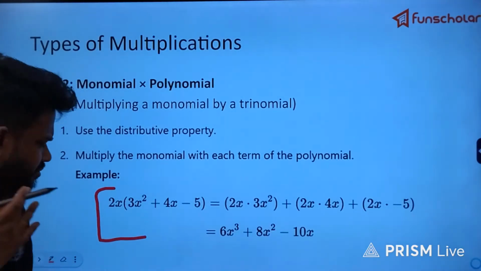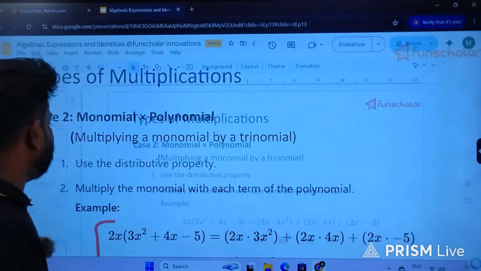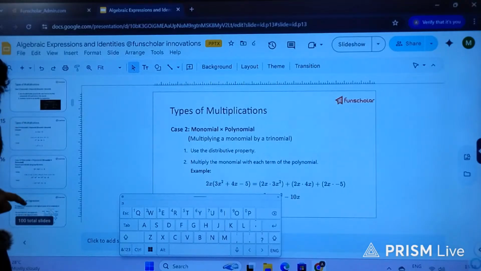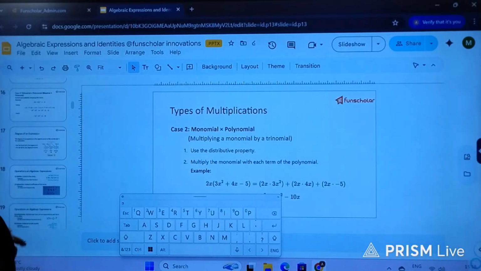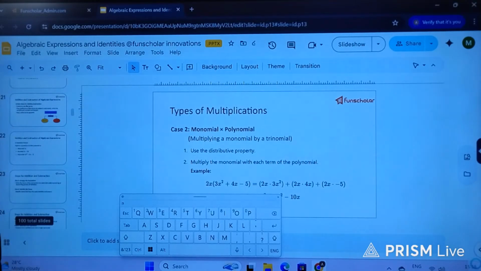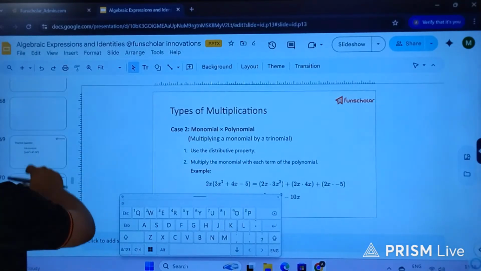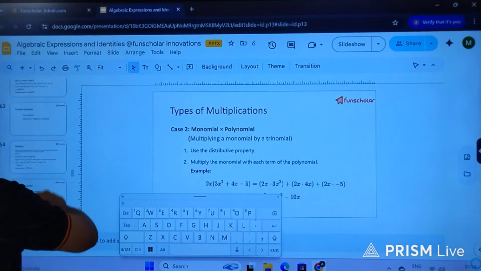Maybe you guys have been finding it a little boring, but when we do the actual multiplication, then maybe it will be found to be a little bit interesting. So let's do one of them.